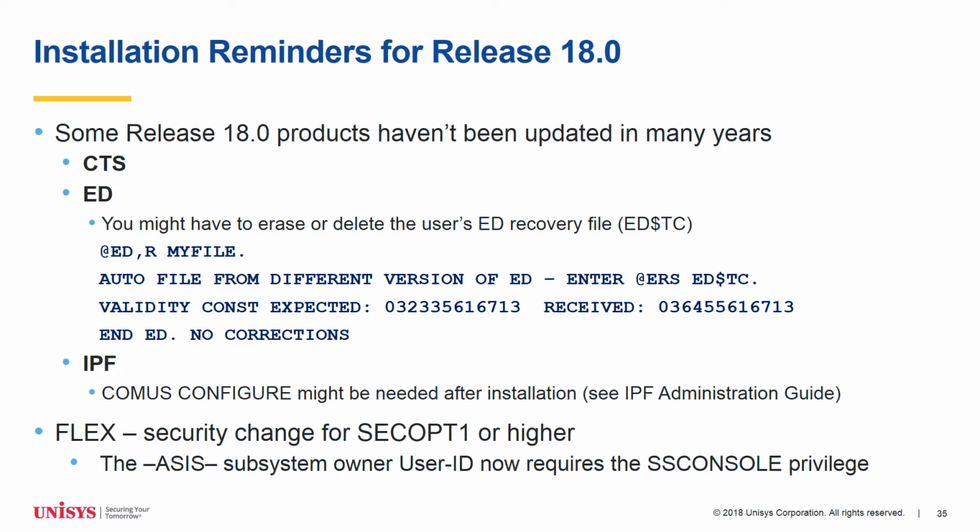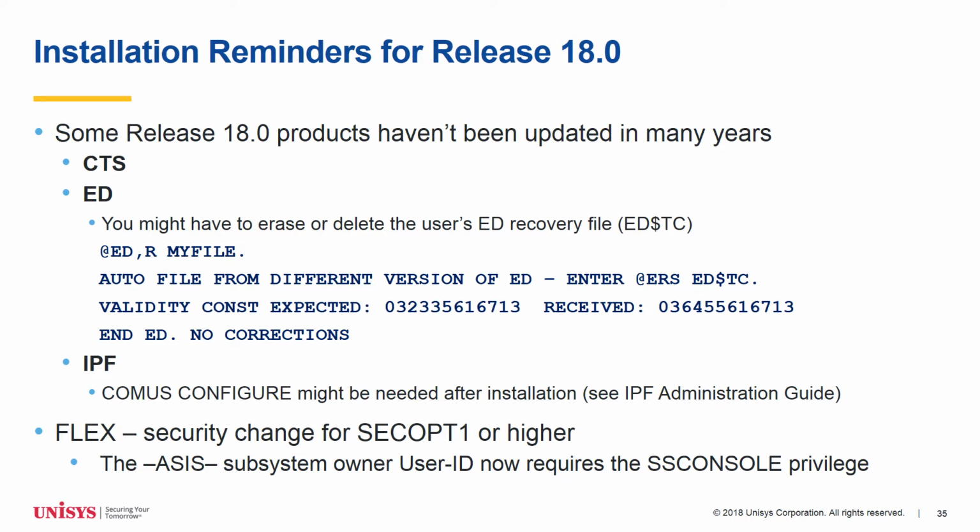Finally, if you use the user authentication product Flex, there's an important change to the -ASYS subsystem owner user ID starting in Release 18. The ASYS background run now has an ER key-in interface that allows you to enter such key-ins as ASYS status or ASYS shutdown from the console. Previously, the only way to perform these ASYS monitoring functions was to sign onto the system and execute the @ASYS UT processor.